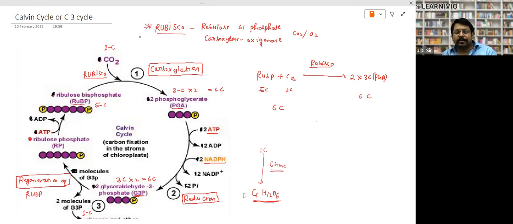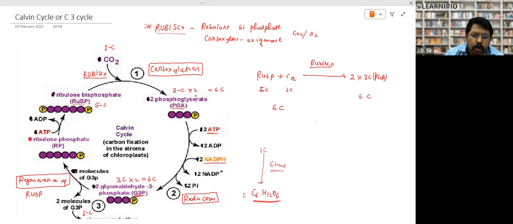In the last, there is a suffix, that is carboxylase and oxygenase. Why? Because if the carbon dioxide concentration is more, it will react with CO2. If the oxygen concentration is more, it will react with O2. So it can react with both CO2 as well as O2, right? Look, now what happened? CO2 reacts with RuBP in presence of rubisco.